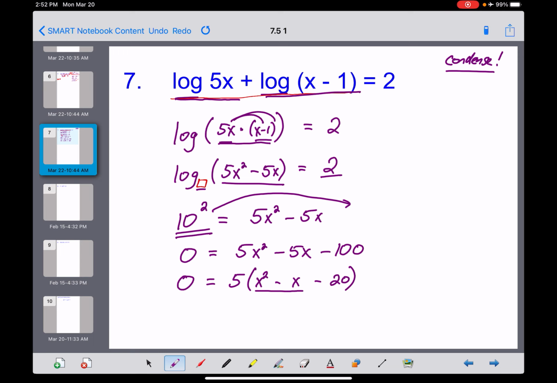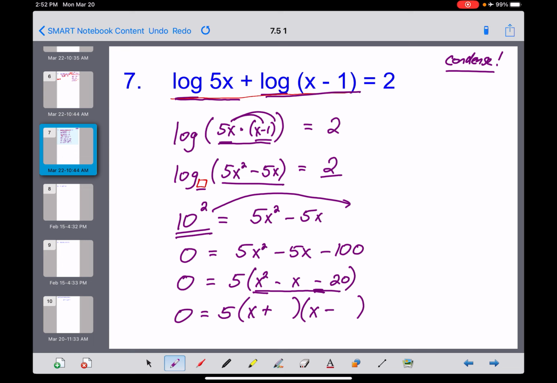Now we work on this quadratic trinomial. And I like the looks of this, guys. I think it's going to factor. What times what is x squared? That'll be x times x. This symbol right here tells us if the signs are the same or different. Since it's a minus, that means the signs are different. One here is a plus, one here is a minus.